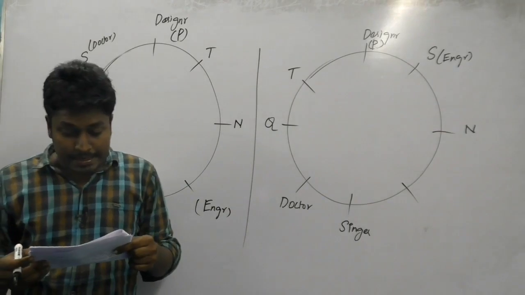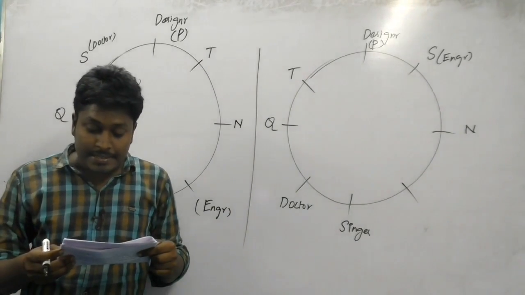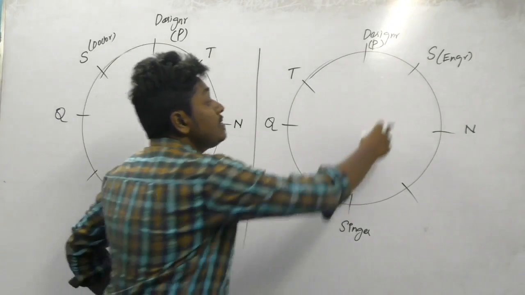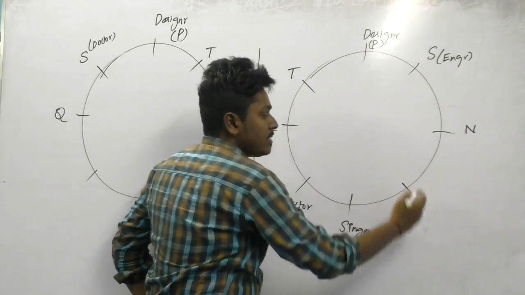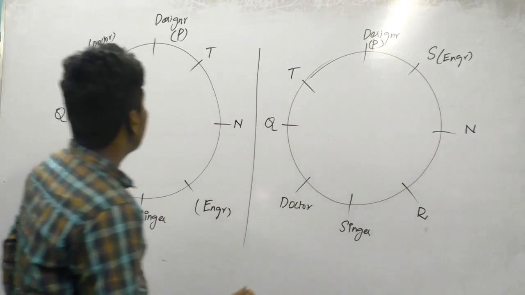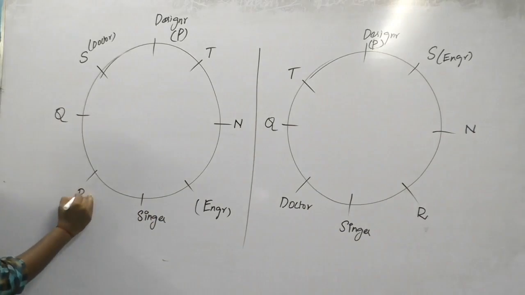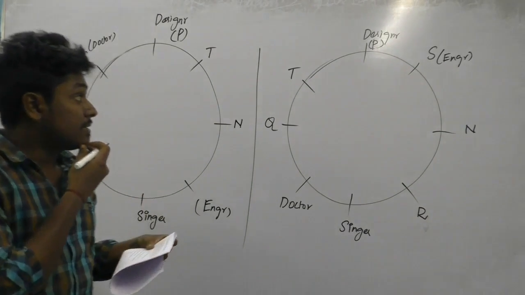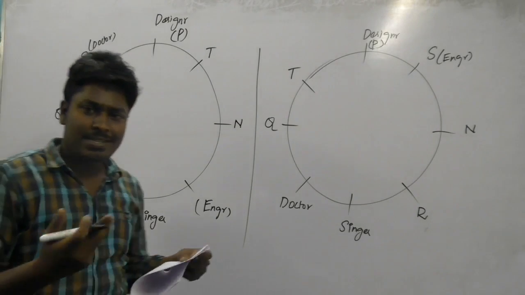Okay. And another thing is that R sits second to left of engineer. So the engineer's left hand side second place is R. So if this is an engineer, the engineer's left hand side will be this side. So the second place is R. Similarly go here. The engineer is here, the second place this will be R. Okay. And another thing is that T is not a journalist. Okay, they have said that T is not a journalist.